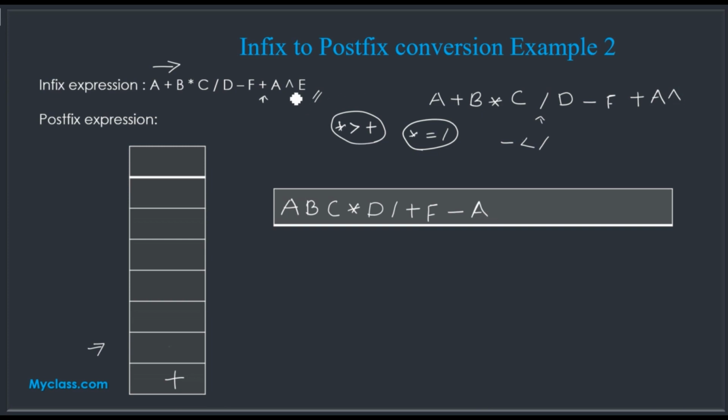Now there is an exponential, so we are adding the exponential into our operator stack. Now there is an operand, and we are adding this operand into the postfix expression. This is the end of our infix expression. After that we check whether our operator stack is empty or not. If it is not empty, we pop all the elements to the postfix expression. We pop this one first and then this one. So this is our postfix expression: ABC star D divided by plus F subtraction AE raised to addition plus.